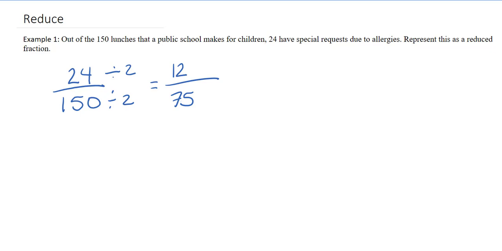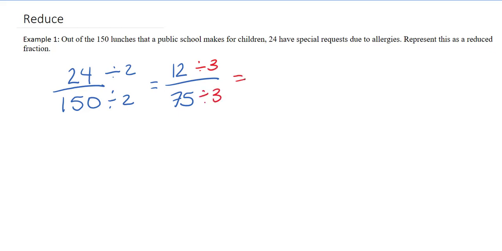So one way I like to think about numbers is in terms of money, like if we had a bunch of coins. So if we had 3 quarters, that'd be 75 cents, right? So 3 quarters is 75 cents. And we know 12 also has a factor of 3 in it. So we can go ahead and just divide by 3 on the top and the bottom.